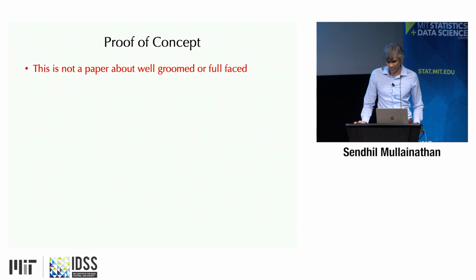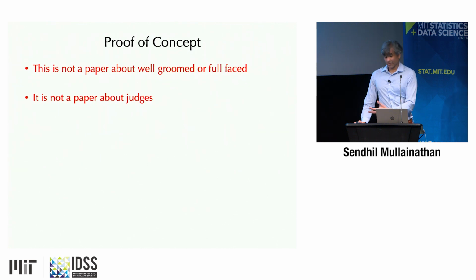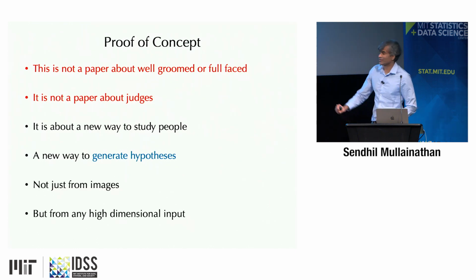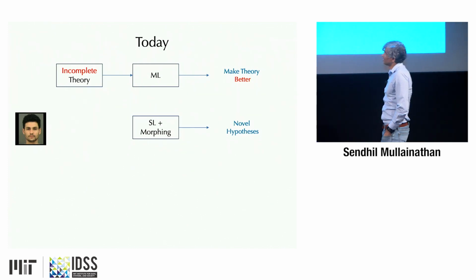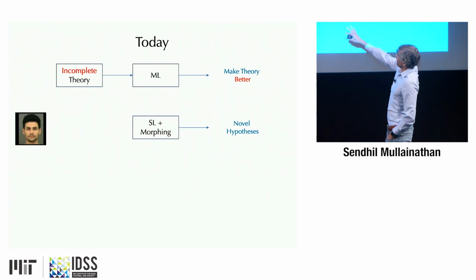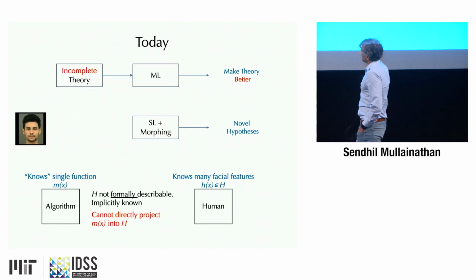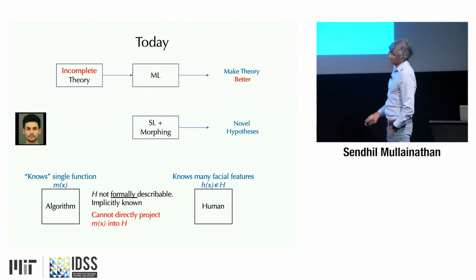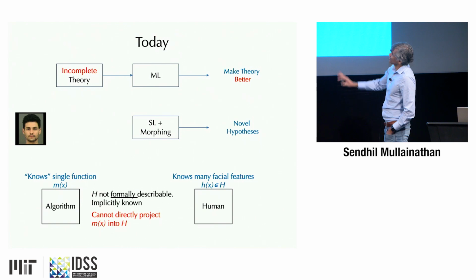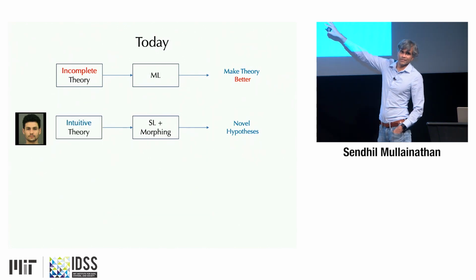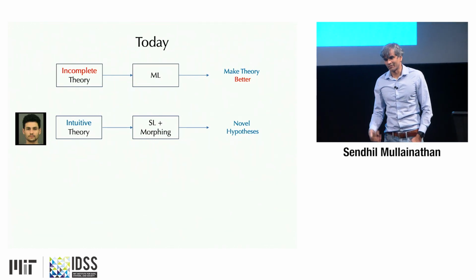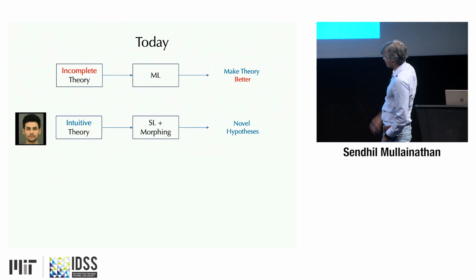But this is not a paper about well-groomed or full-face. It's not even a paper about judges. I hope you see it's a paper about a new way to study people that really is just a way to generate hypotheses, not just from images. It's really from any high-dimensional input. And to me, this is the first of the two things, where in the mugshot case, what we have is a context where the algorithm knows something. The human has understanding that's implicit, and we need something like morphing, and maybe there are other techniques that allow communication, so that what we really have is an intuitive theory. That is the first application. And a lot of social science is about intuitive theories, the theories that we don't have written down formally. And the goal here is a novel hypothesis.